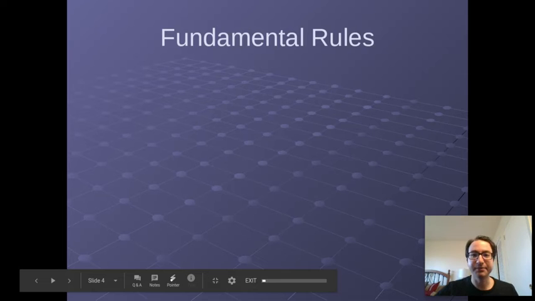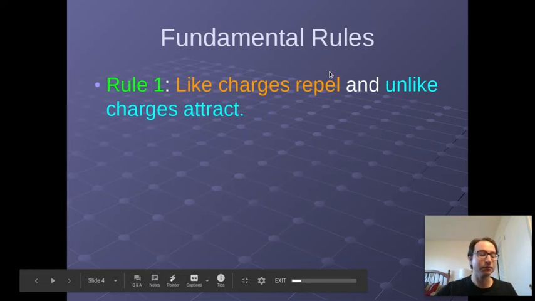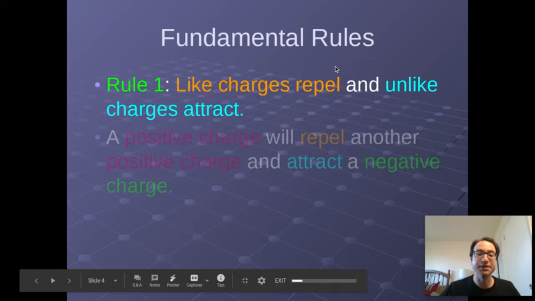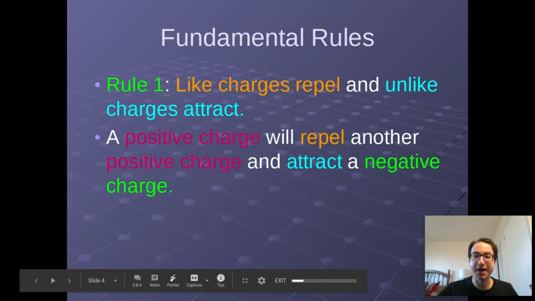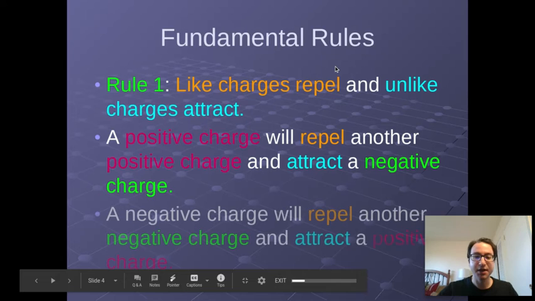Moving on to some fundamental rules of electricity. The most basic rule is what happens between the positive and negative charges. Similar to magnetism, like charges will repel and unlike charges will attract. With magnetism, the like poles will repel and unlike poles will attract.